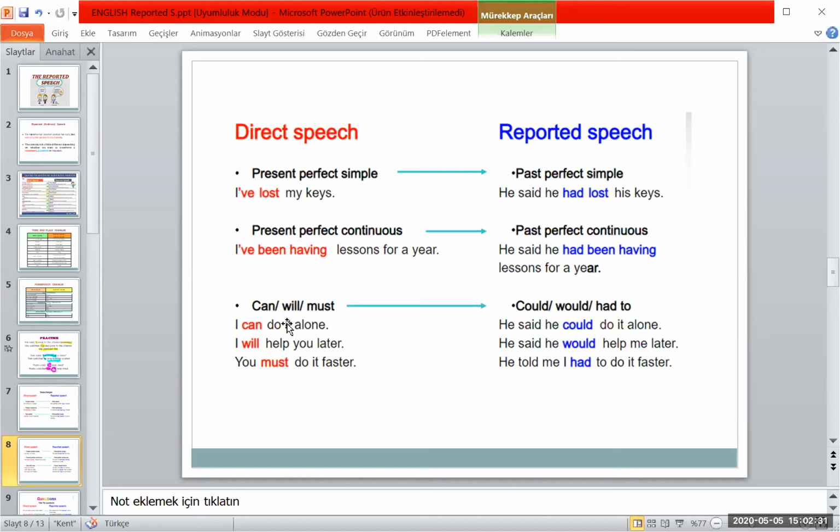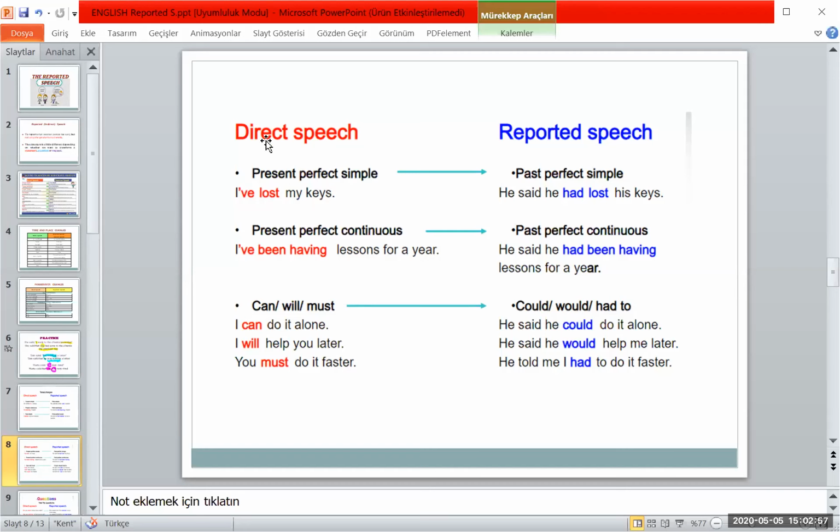And what's the case to do with can and will? "I can do it alone," which is a modal verb, should be changed into could. He said he could do it alone. I pronoun again changed into he. Can, modal verb, is changed into could. Direct speech can, reported speech could.